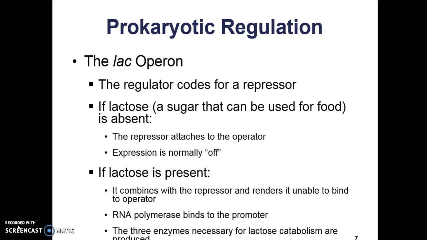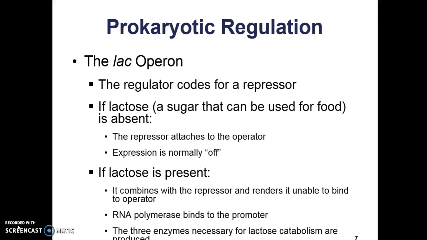All right, so the lac operon has a regulator that codes for the repressor. And again, there's two options, if lactose is absent or if lactose is present. If lactose is absent, again, the milk sugar, the repressor attaches to the operator and the expression is off. If it's present, it combines with the repressor and renders it unable to bind to the operator. RNA polymerase will bind to the promoter, and then those 3 enzymes that I just talked about, necessary for lactose catabolism, are produced.